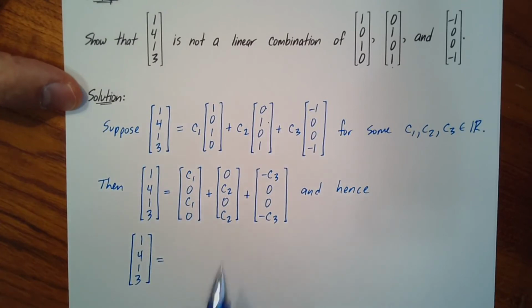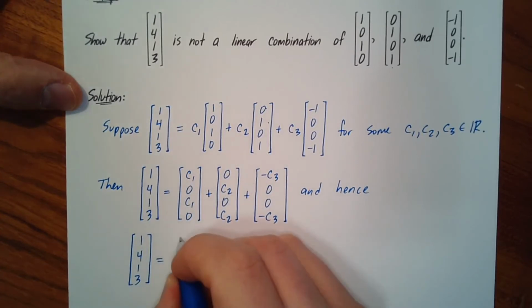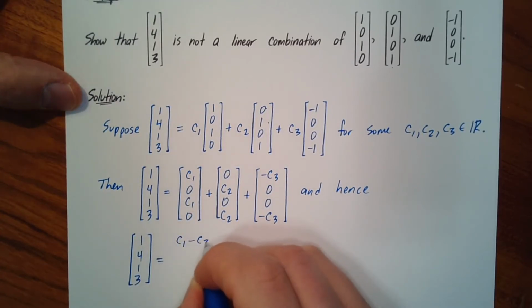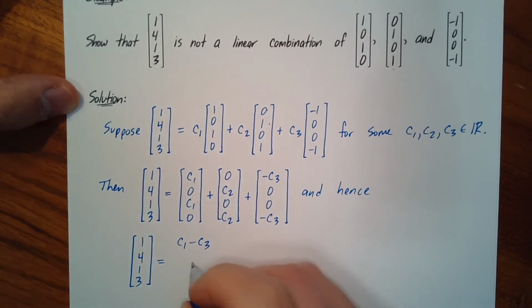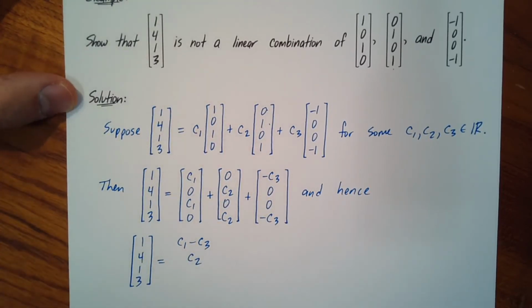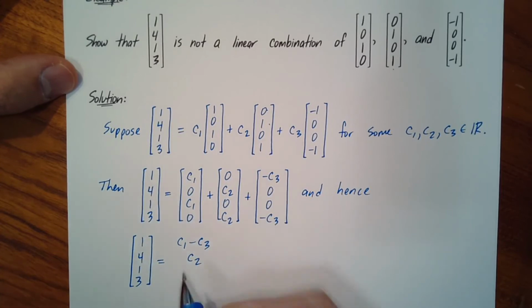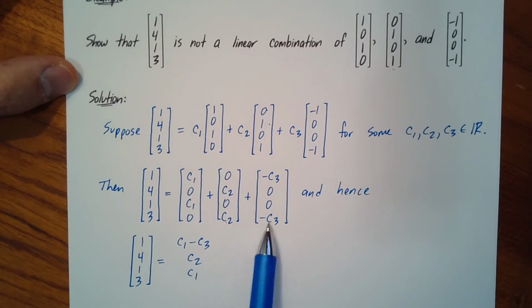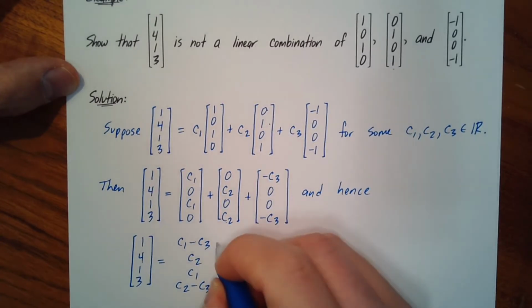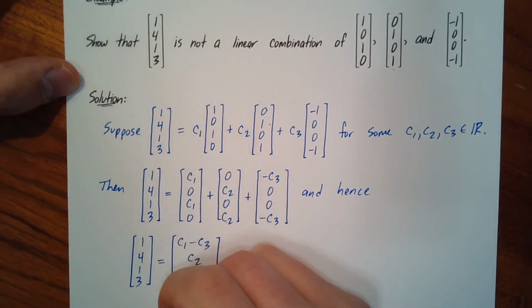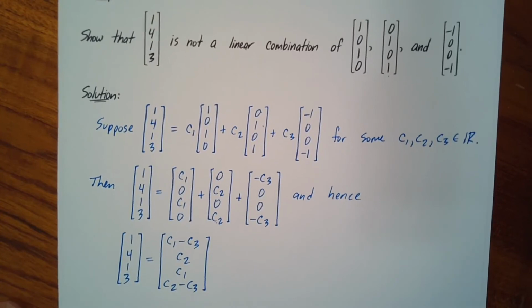Well, on the right-hand side, if you add up the first coordinate of each of those vectors, you're just going to get C1 plus 0 minus C3. So we're going to get C1 minus C3. Then for the second coordinate, add up the second coordinates of each of the vectors. We're going to get 0 plus C2 plus 0, so that's just going to be C2. Then for the third coordinates, C1 plus 0 plus 0, that's going to be C1. And then the last coordinate of each vector is 0 plus C2 minus C3. So we're going to have C2 minus C3. Okay? So that's what we get.